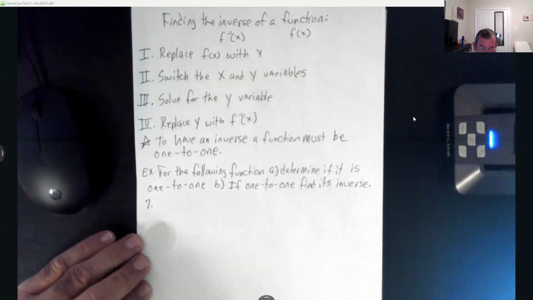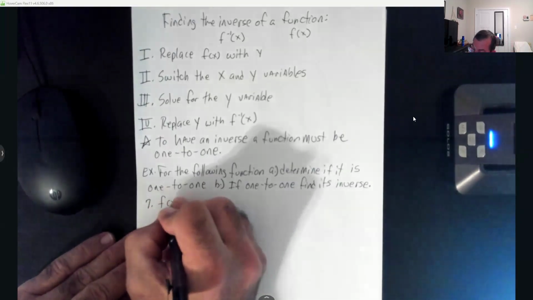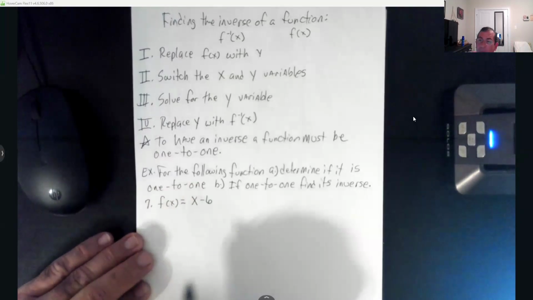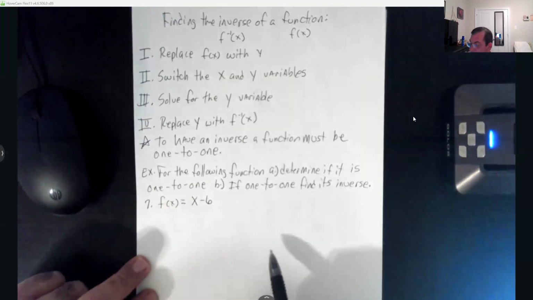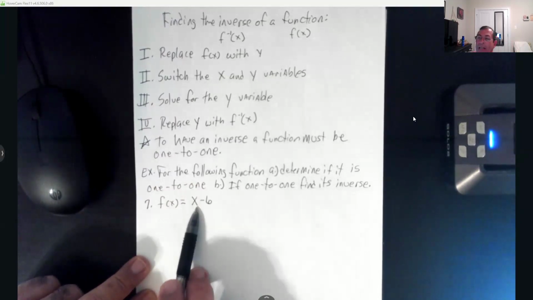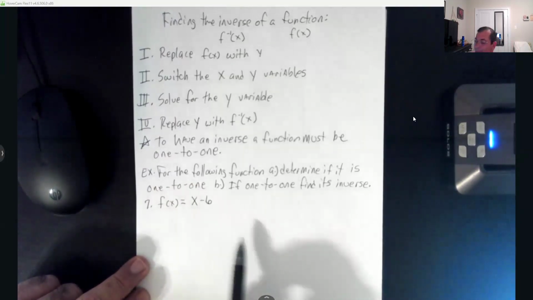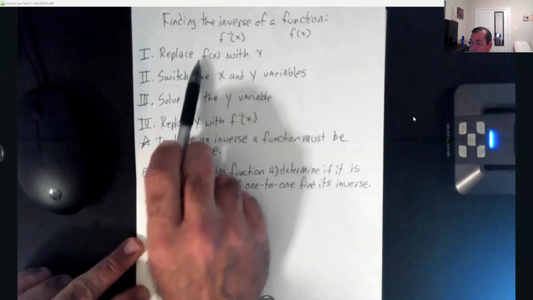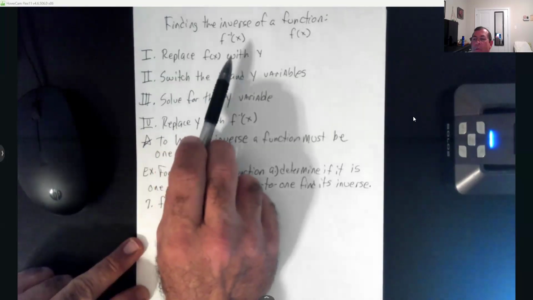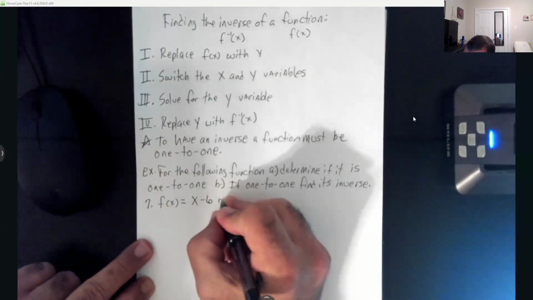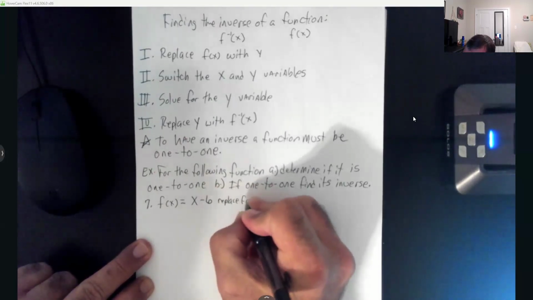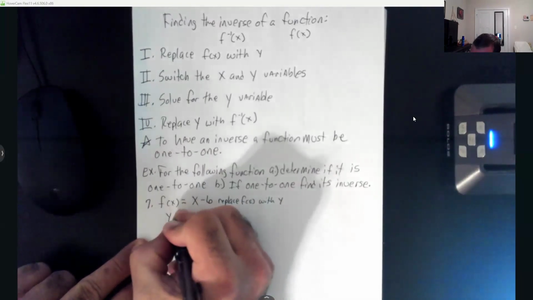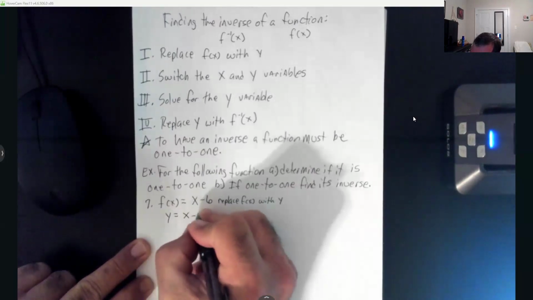So y'all, we're starting at number 7 here. They're giving us f of x equals x minus 6. If you was to graph this, you would see that it would be a straight line like all them straight lines we've been drawing, right? Well, this is just a straight line, so it's definitely 1-to-1. So what do we say was our first step? We're going to replace the f of x with a y. So that's going to give me y equals x minus 6.